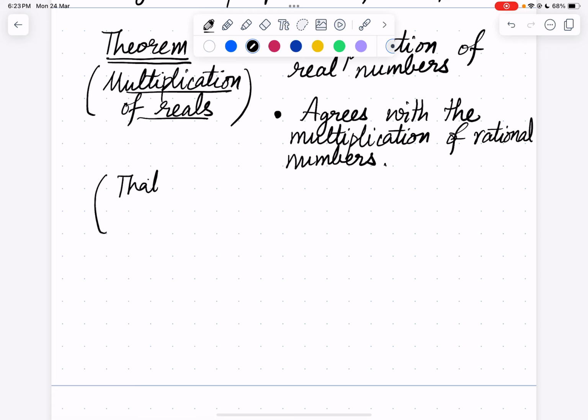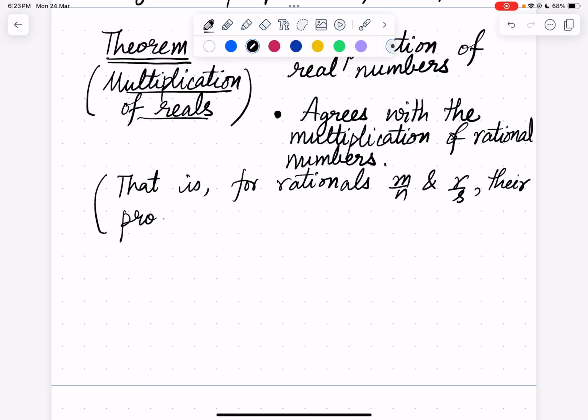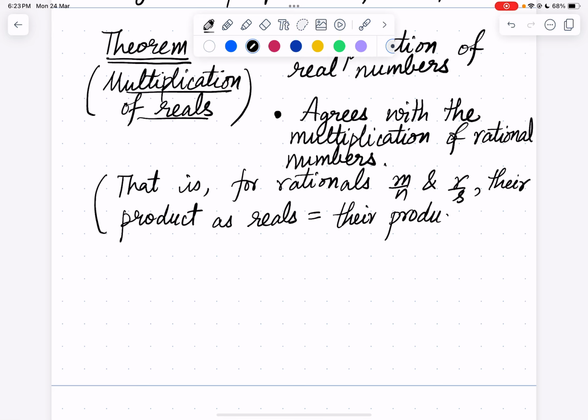That is, for any two rationals m by n and r by s, their product as reals is equal to their product as rationals.